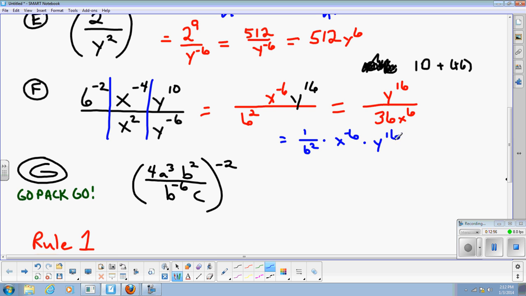Y to the 16th. Now looking at this here, I have 1 over 6 squared. So that's 1 over 36. X to the negative 6 is 1 over x to the 6th. And y to the 16th is still just y to the 16th. So that's like over 1. Now when I multiply all this together, I will get y to the 16th on the top. And on the bottom, I have 36x to the 6th. And there's my answer, same answer I got before.